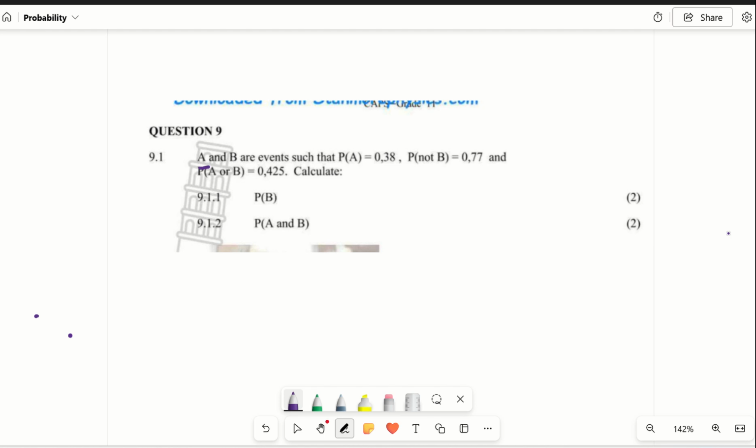It says A and B are events such that the probability of A is 0.38 and the probability of not B is 0.77. I want us to pause there for a moment. You guys remember complementary events, where two events are complementary when the probability of A and B gives us an answer of 1.